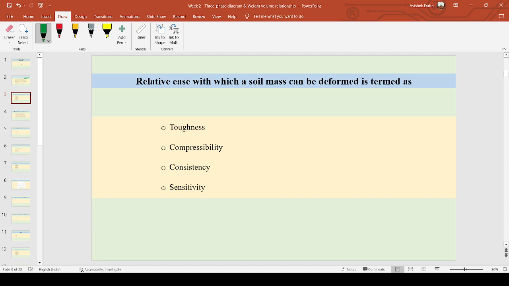And consistency is the relative ease with which a soil mass can be deformed. This deformation in the soil mass is described by the consistency limits, which we call liquid limit, plastic limit, and shrinkage limit. These are the consistency limits. So the property by which the soil can be deformed, the relative ease of which, is called consistency. Very good.